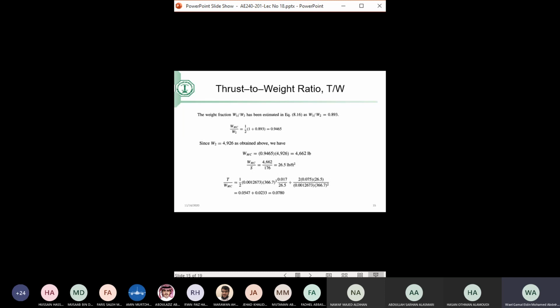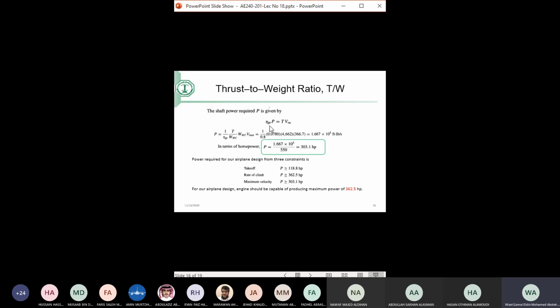Now let's work and convert this to power, exactly as we did twice today. So we will multiply it by the weight to get the thrust, then multiply it by the speed to get the required power, then divide by the efficiency in order to get the engine power. Now, which speed? Is it the cruise speed? No, it's the maximum speed. He wants a maximum speed. We want the engine to give me that speed, 366 feet per second. So multiply by the weight, it's a thrust. Multiply by velocity, it's a power. Divide by efficiency, give me a power of 303.